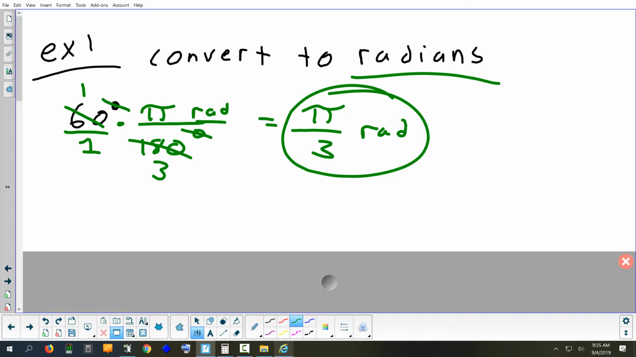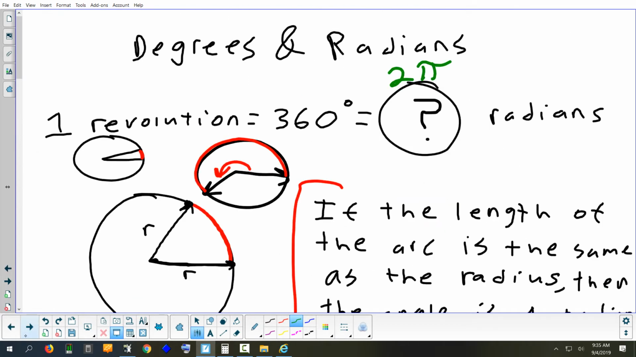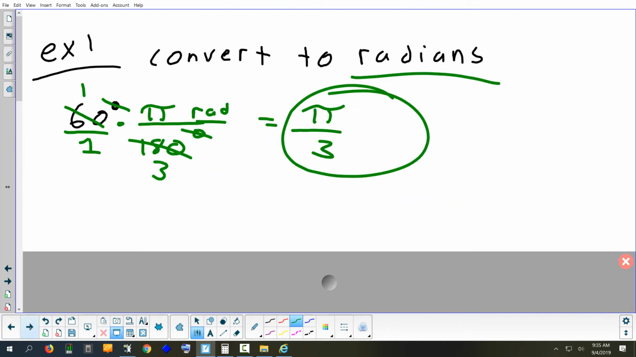Look at how I wrote it. What's the difference? The word RAD. You normally don't see RAD. On the homework, on tests, you kind of got to get used to seeing your answer like that. For the first time though, I put RAD just to kind of help you think about the units.